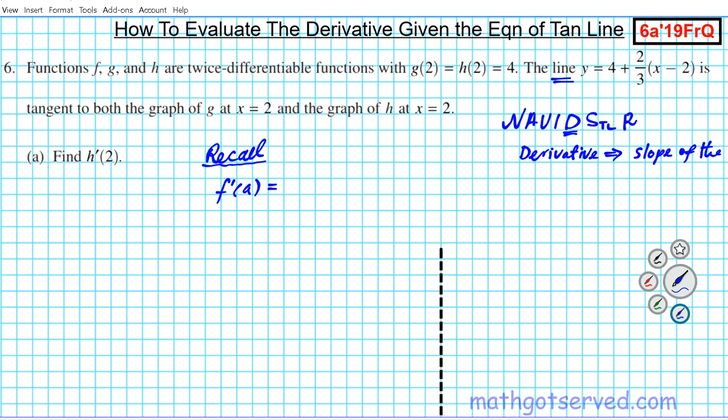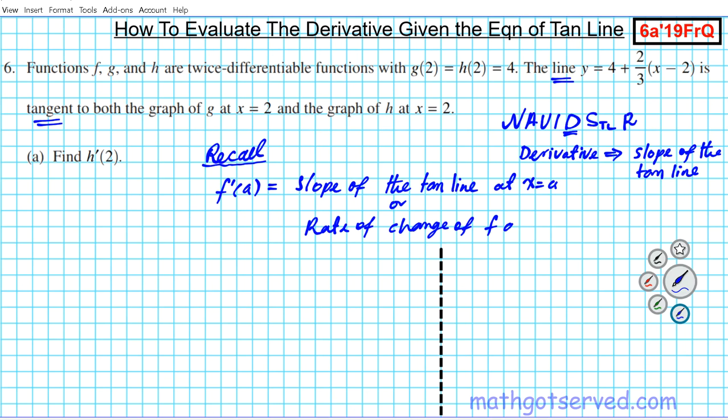All right, so this line right here is the tangent line. So derivative is the same thing as the slope of the tangent line. If we can find out what the slope of this line is, then we're good to go. So f prime of a is equal to the slope of the tangent line at x equals a, or it's also viewed as the rate of change of f at a. All right, but we're looking at the first representation in this example.